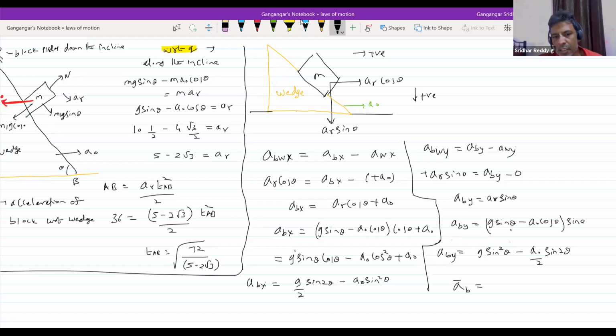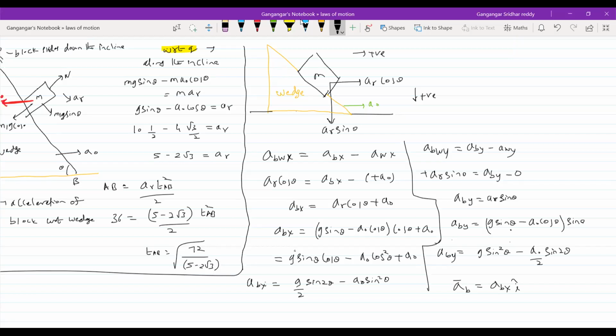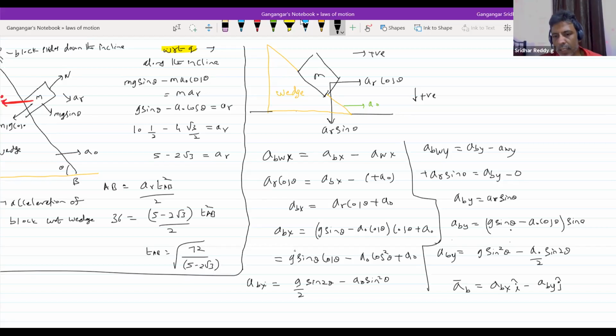Let me finish off, then you can. This is our answer. This is the acceleration of block with respect to ground. I think it will be really very problematic for you, no? Sir, ABX should be G by 2 sin 2 theta plus A naught sin square theta, sir. Yes, plus is there.